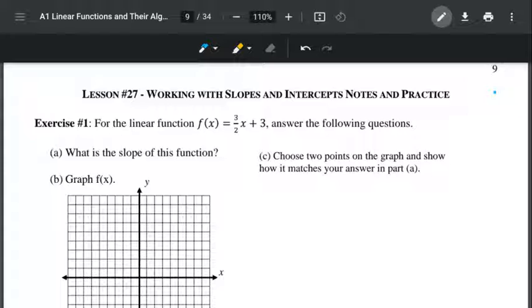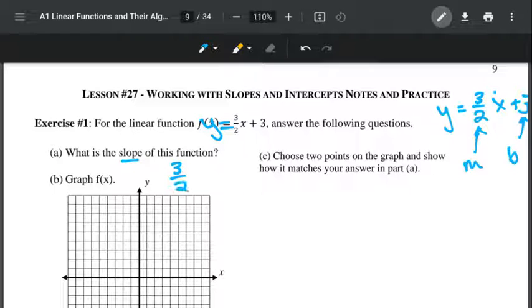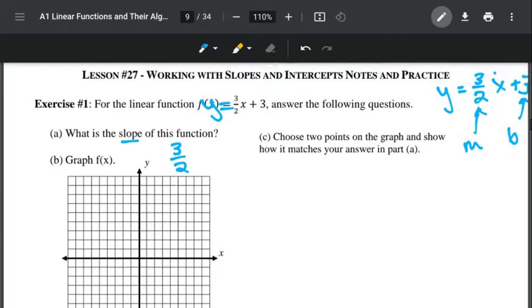So exercise 1 says, for the linear function, remember f of x is the same thing as y equals, y equals 3 over 2x plus 3, answer the following questions. Part A says, what is the slope? So we have, I'm just going to write it over here, 3 over 2x plus 3. Remember, this is the slope, y equals mx plus b, and that's the y-intercept. So our slope is 3 over 2. Our y-intercept is 3.